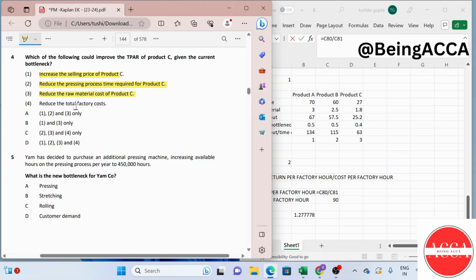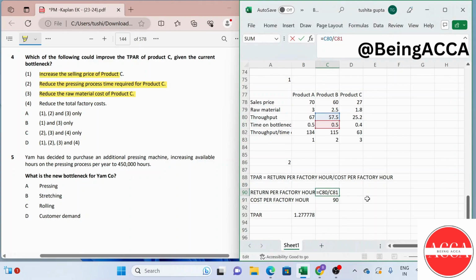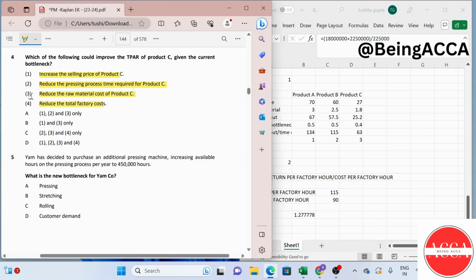Moving to reduce the total factory costs. We have taken the total factory costs over here. So if we reduce this, then your denominator gets reduced, and this will also eventually increase your TPAR. So my answer becomes all of these statements, which is 1, 2, 3, 4, option D.